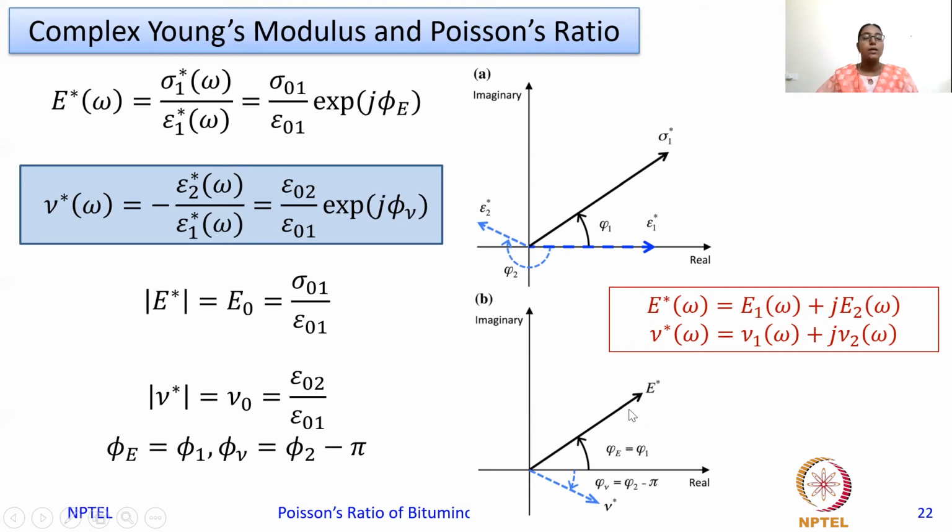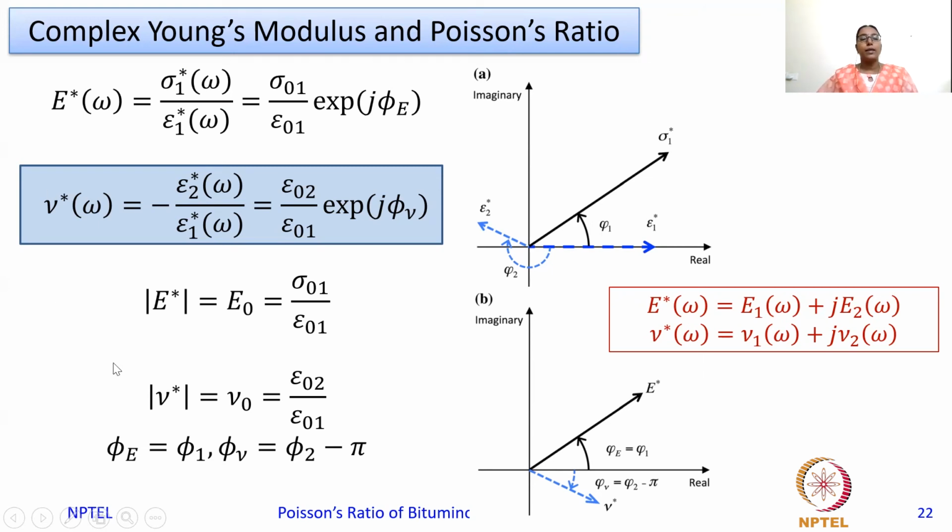So this is the phase lag for the Poisson's ratio, and phi e is the phase lag for E star. Okay. Now we can take the modulus of the Young's modulus and the Poisson's ratio as given by: the modulus of E star is equal to E0, which is sigma 01 by epsilon 01, and the modulus, also called the norm, of Poisson's ratio is equal to nu 0, which is epsilon 02 by epsilon 01.